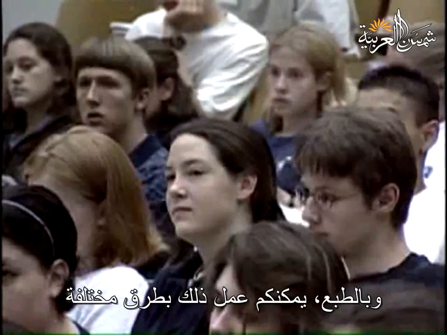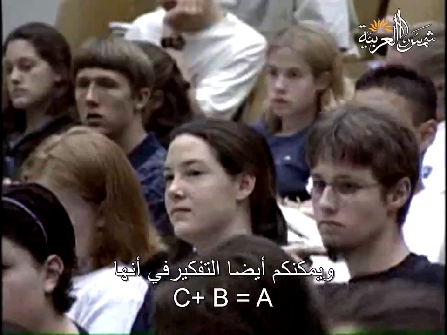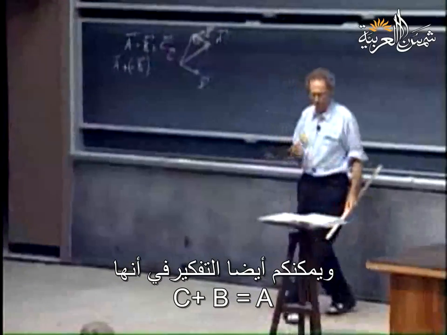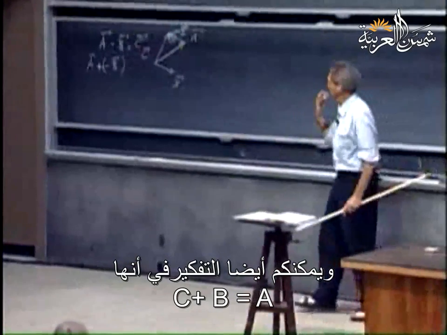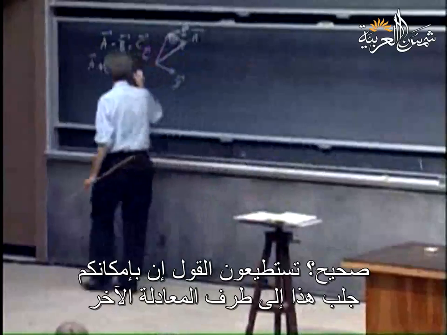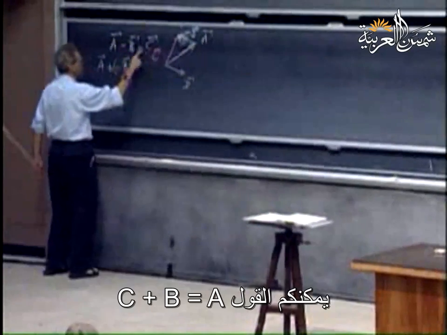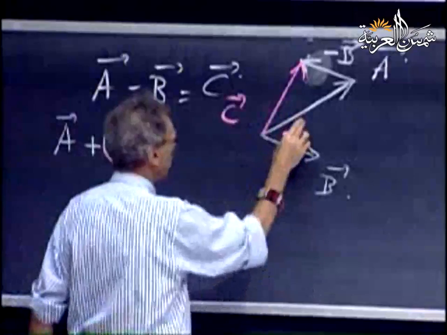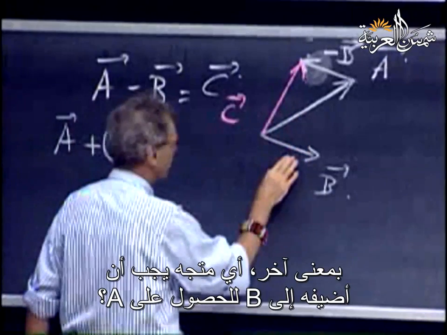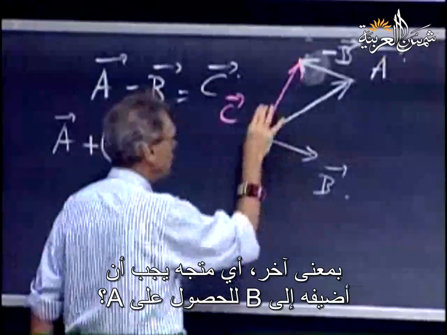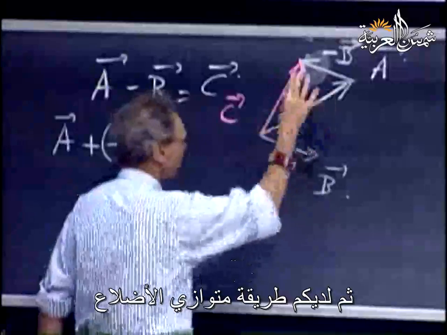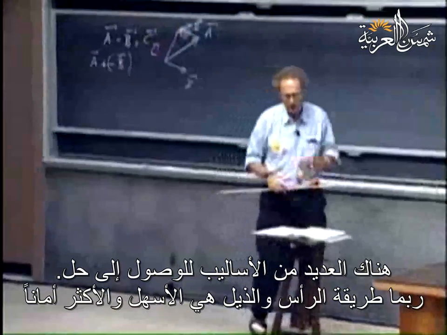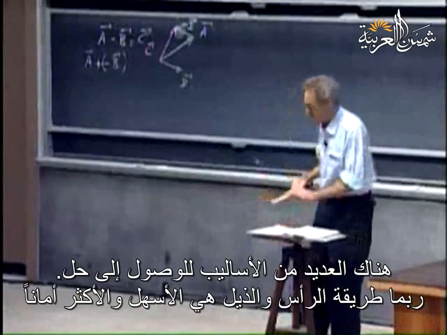And of course you can do it in different ways. You can also think of it as c plus b is a. You can bring it to the other side: c plus b is a. In other words, which vector do I have to add to b to get a? And then you have the parallelogram technique again. There are many ways you can do it. The head-tail technique is perhaps the easiest and the safest.